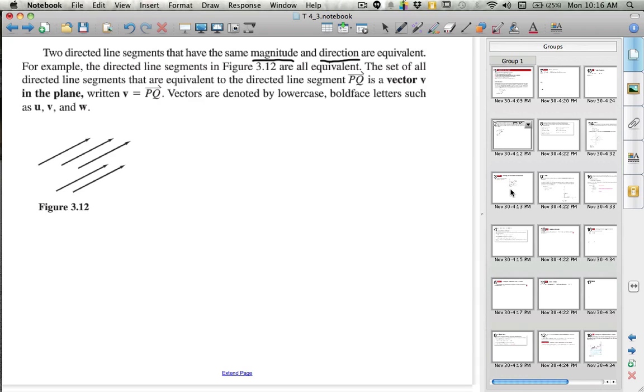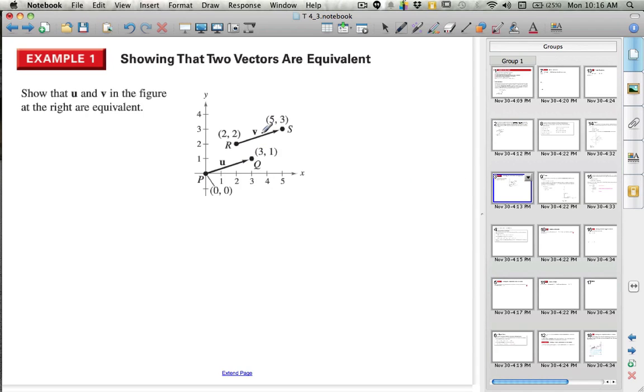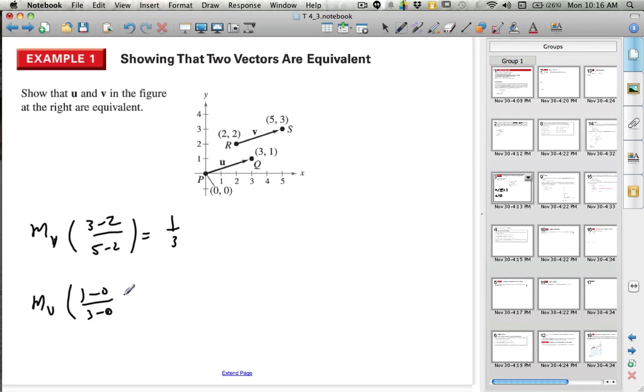Okay, so if we wanted to take a look at how we can tell if vectors are equivalent, the first thing we'd want to check is the slopes. So the slope of vector v would be the change in y, 3 minus 2, over the change in x, 5 minus 2, which would be 1/3. All right, if I want to take a look at the slope of vector u, it would be the change in y, 1 minus 0, over the change in x, 3 minus 0, which is 1/3. Okay, so their slopes are the same.